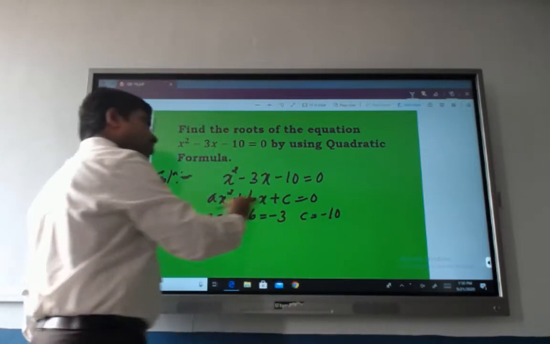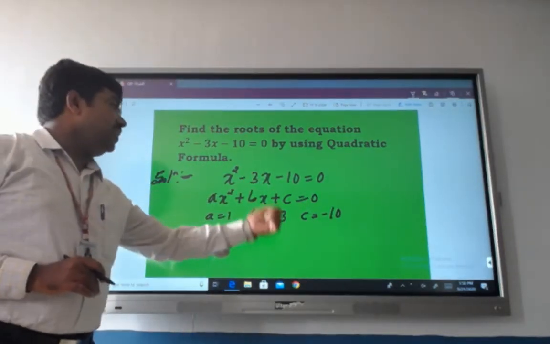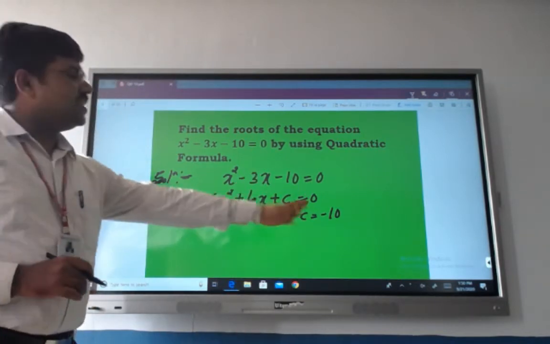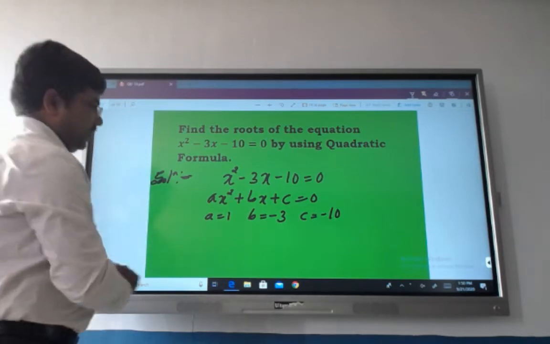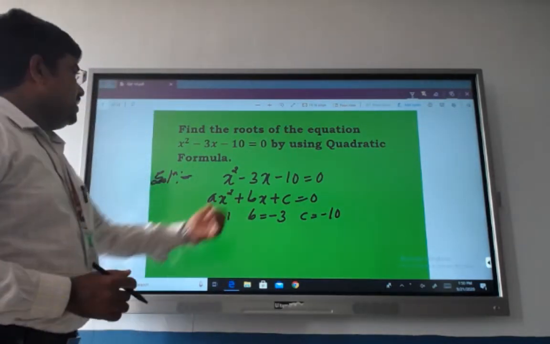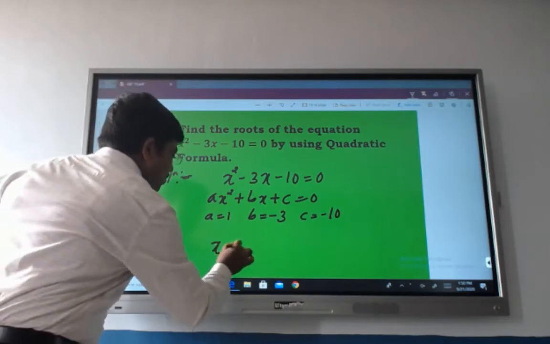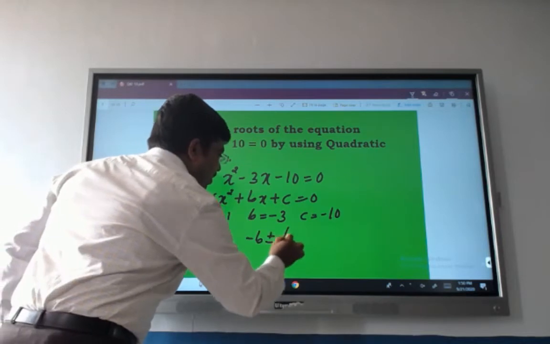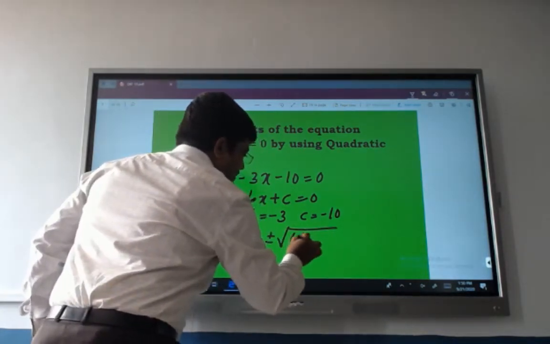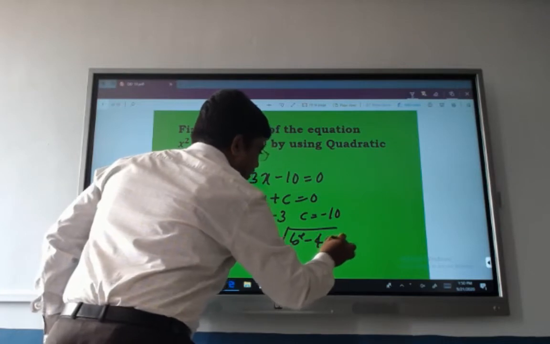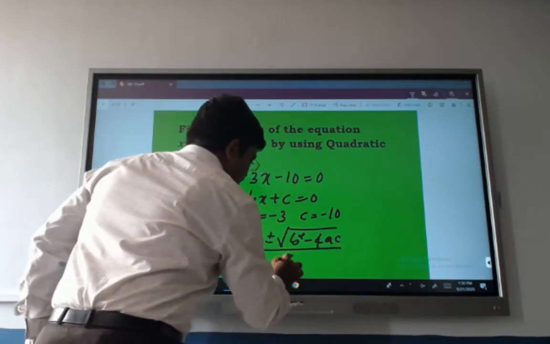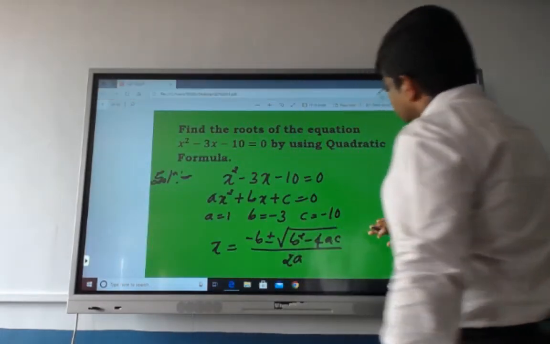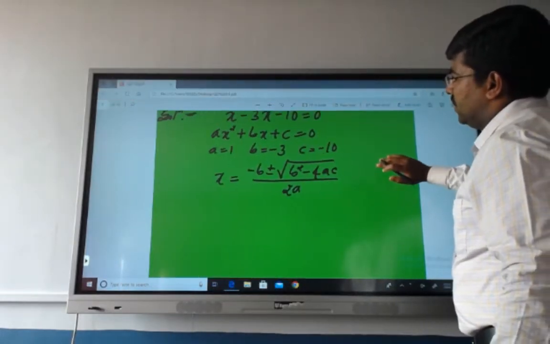So along this side we have to take here. That is b, not only 3, we should take minus 3. Here c also says that is minus 10 we will take. If it is plus 10 we can take directly 10. So our formula is x is equal to, the quadratic formula, x is equal to minus b plus or minus square root of b square minus 4ac divided by 2a. Yes. So this formula we are going to use to find the solution of a quadratic equation.